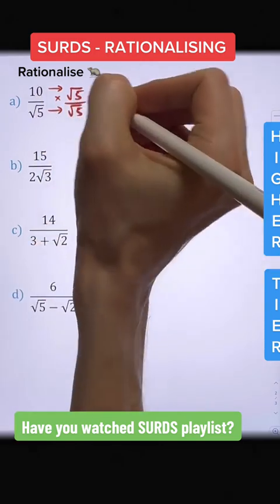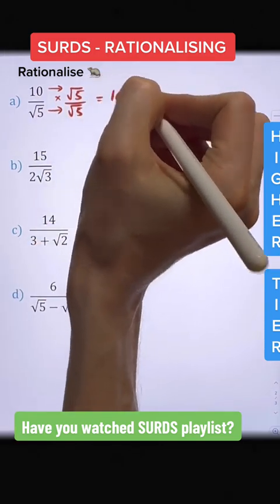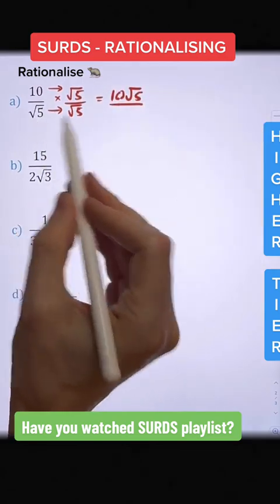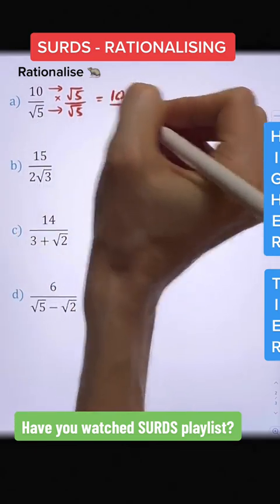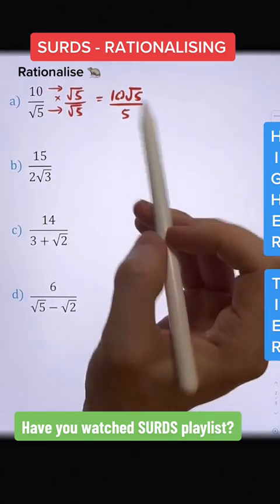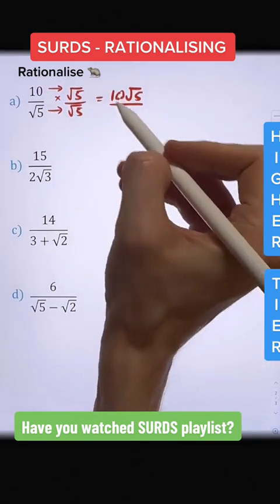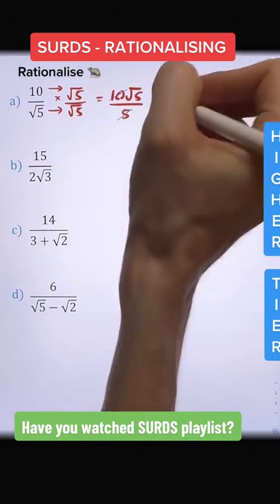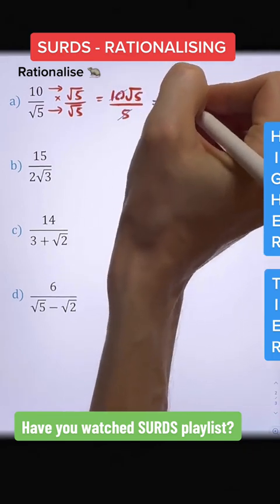So 10 times root 5 is simply 10 root 5. And the bottom, we should know that root 5 multiplied by itself is simply 5. Simplifying our fraction, here we can see 10 over 5. Well, 10 divided by 5 is 2. Hence, my final answer is going to be 2 root 5.